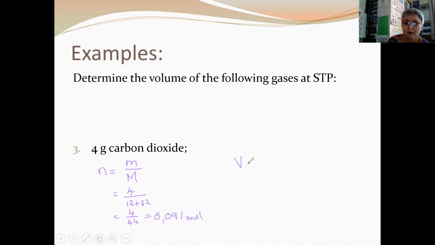So the volume would be the moles times molar volume, which is 0.091 times 22.4 at STP. That gives us 20.36 cubic decimeters. I think there is one more of these calculations.